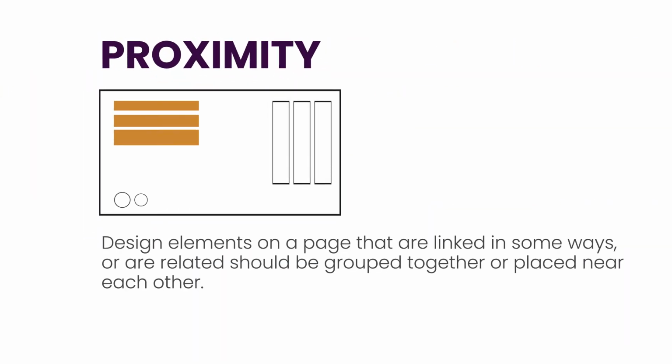Proximity. Design elements on a page that are linked in some way or another should be grouped together or placed near each other. That is, if you have an idea that flows into another one and they are very much related, they should come closer. Then any other thing that doesn't relate to them, there should be a gap between them so that we will know intuitively when we look, okay, this one is a continuation of this. These are all in the same place.